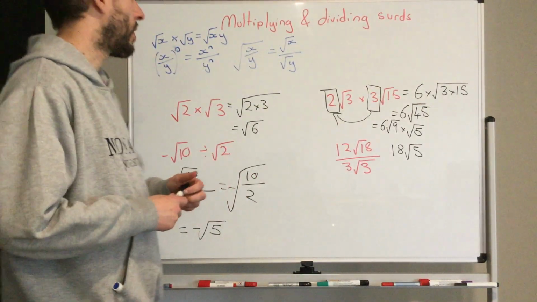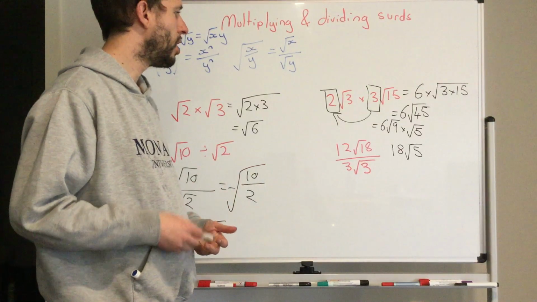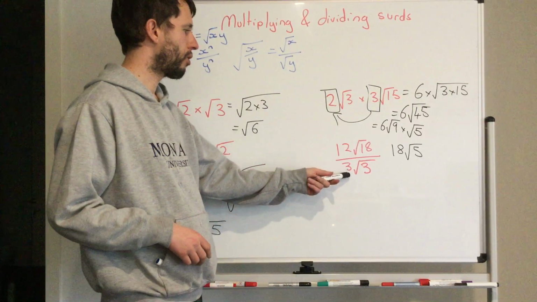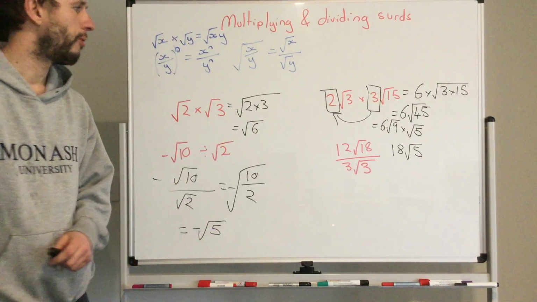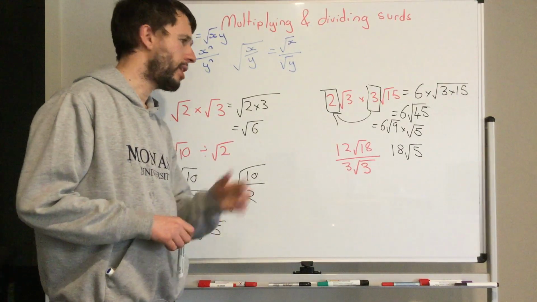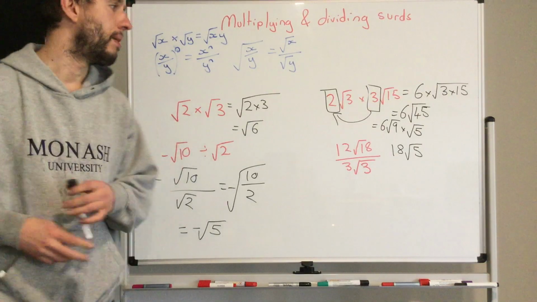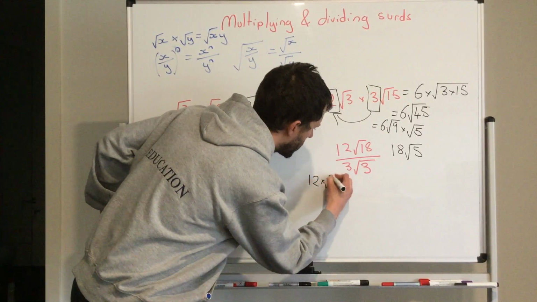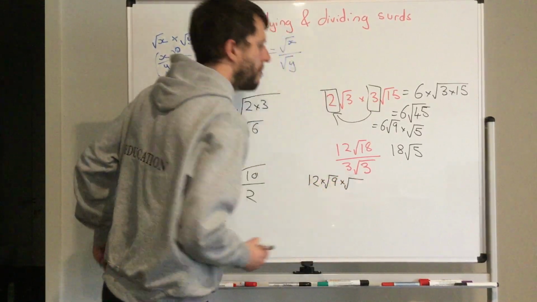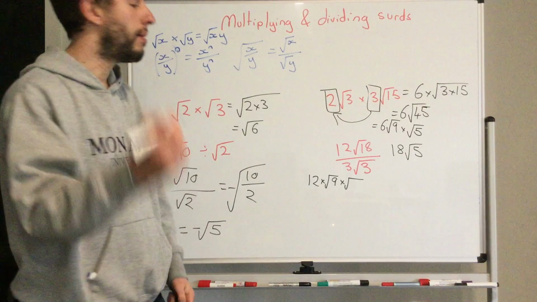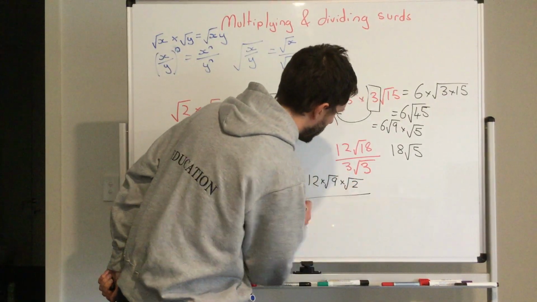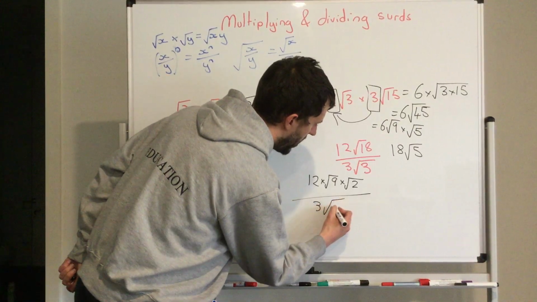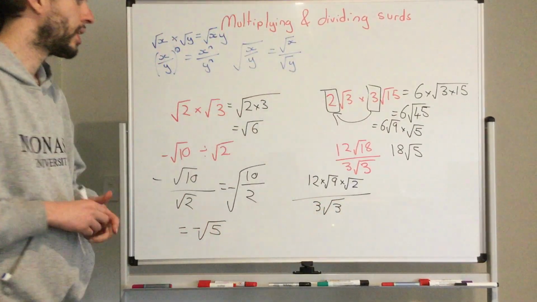Lucky last one I want to look at is this one here. 12 square root 18, and I've got 3 square root 3. First thing I'm going to think about is the 18. I can make 9. So I'm going to simplify it. 12 times the square root of 9 times 2, because 9 times 2 equals 18, divided by 3 times the square root of 3.